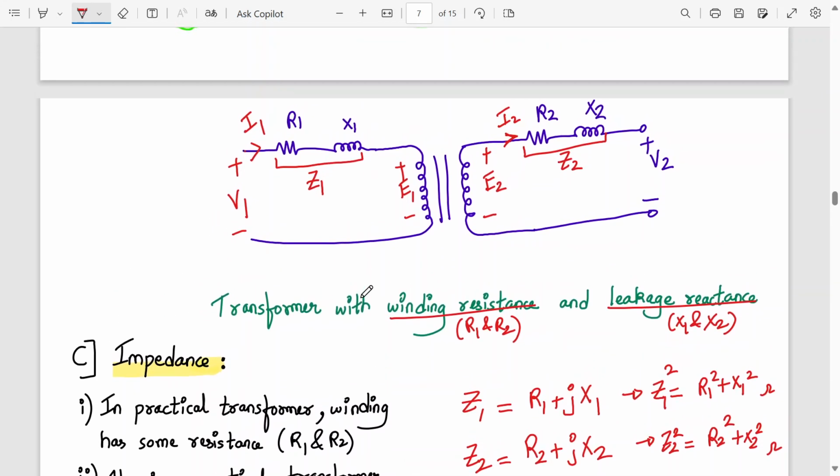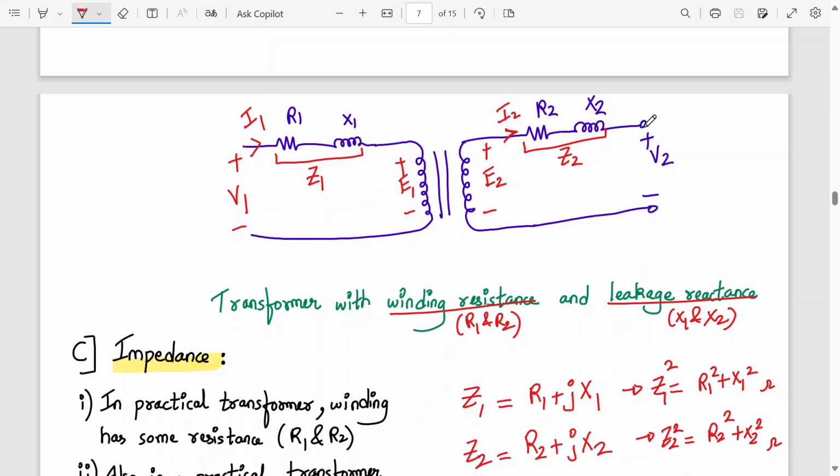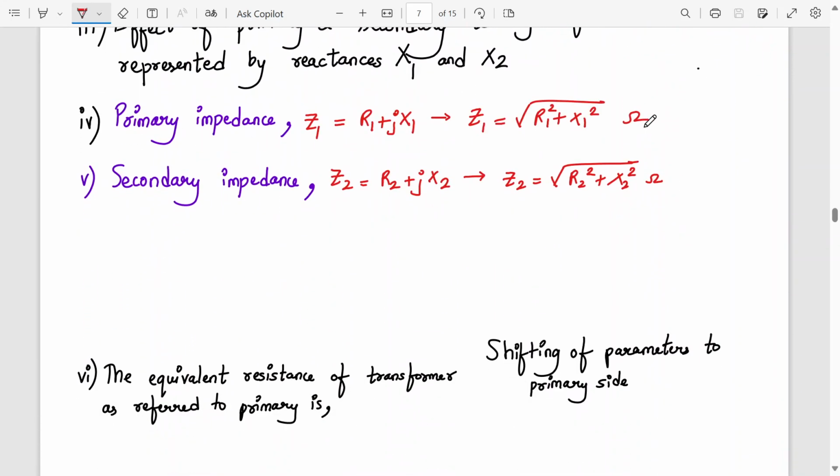Yes. Now we'll use the same funda of shifting. Either we'll shift R1 X1 to the secondary or we'll shift R2 X2 to the primary. When we shift something to the secondary, you have to divide by k square. And when you shift the secondary to the primary, we have to multiply by k square. That you have to remember. So I will be shifting my secondary resistance to the primary, so everything will be divided by k square. Can I start now? Are you with me?